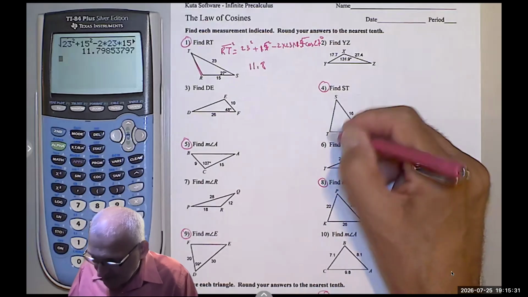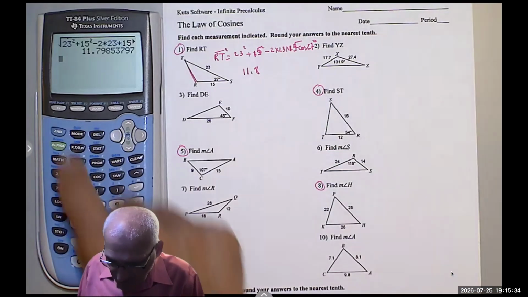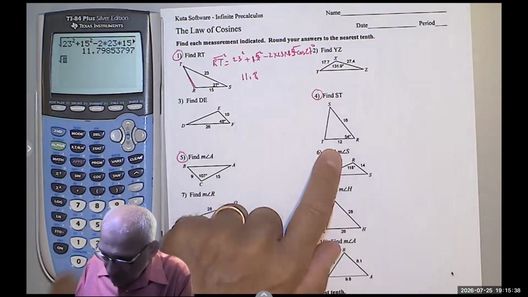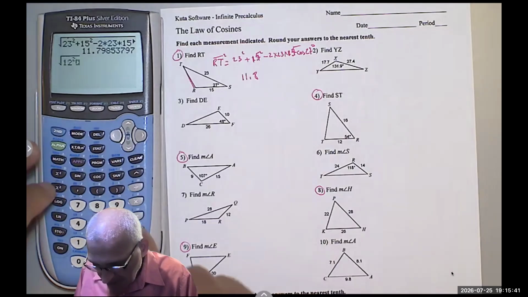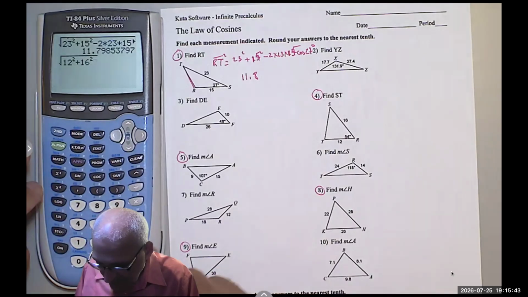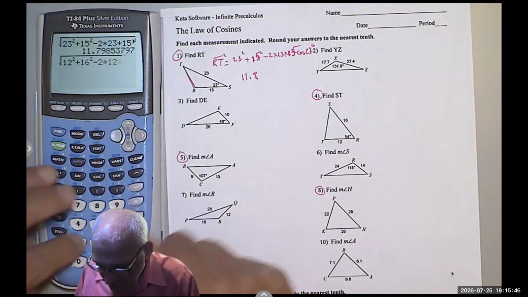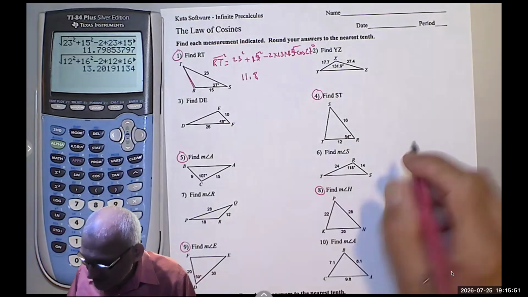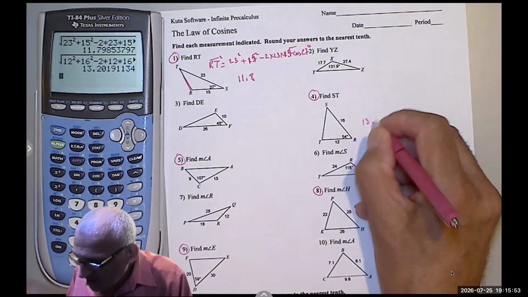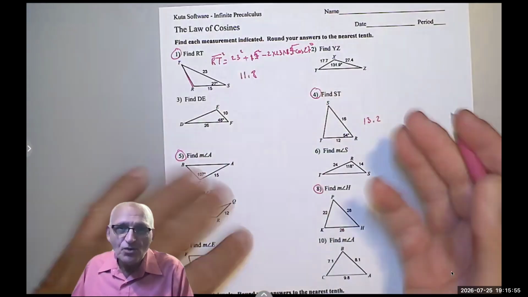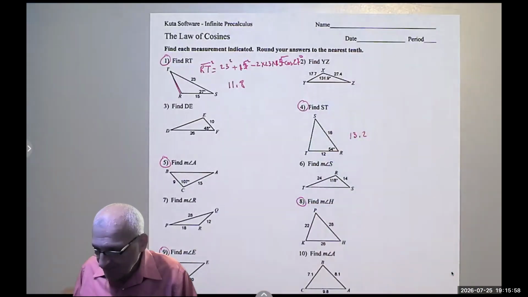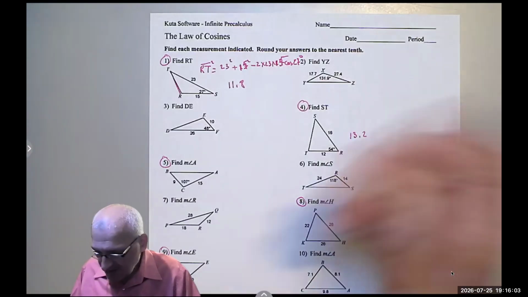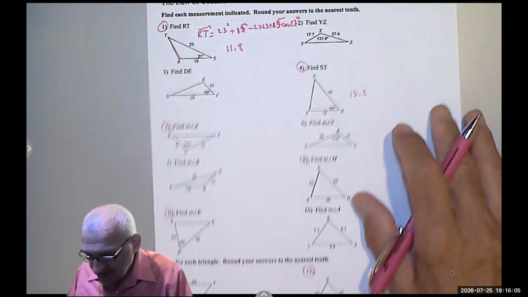Find ST. So without writing it down, I'm going to say square root of 12 square plus 16 square minus 2 times 12 times 16 cos 54. It's 13.2. Now, something you should know, you may have known. Well, here it doesn't matter for now. Maybe I'll mention it later.